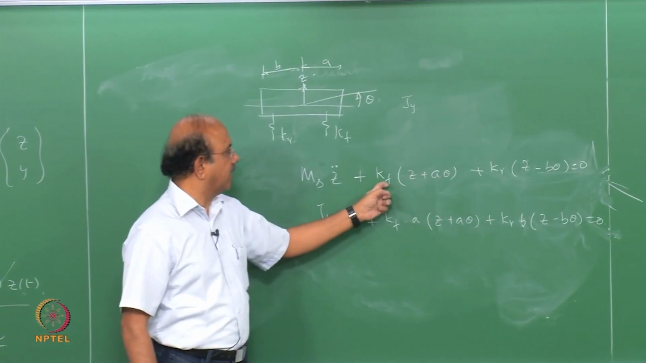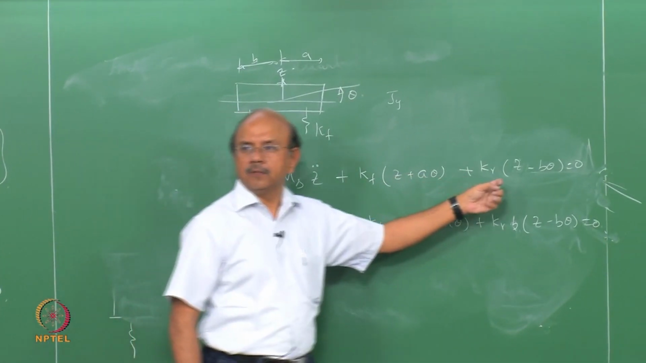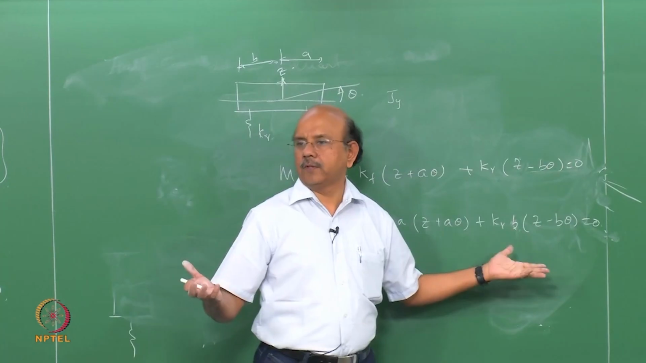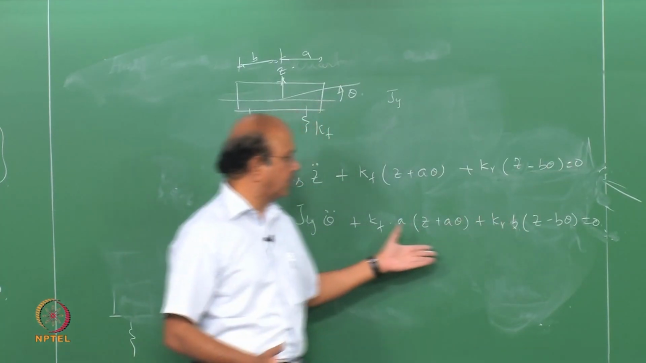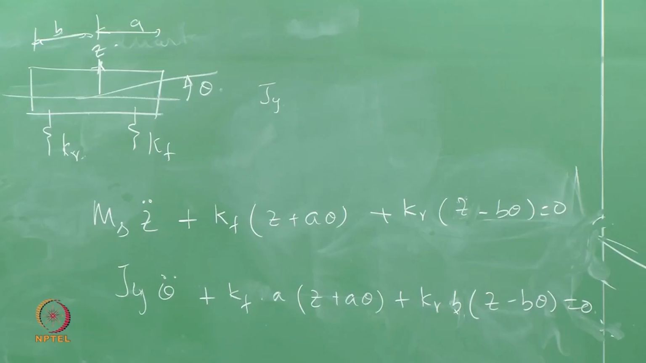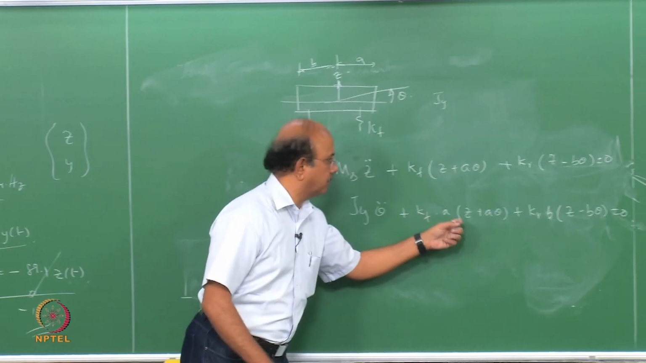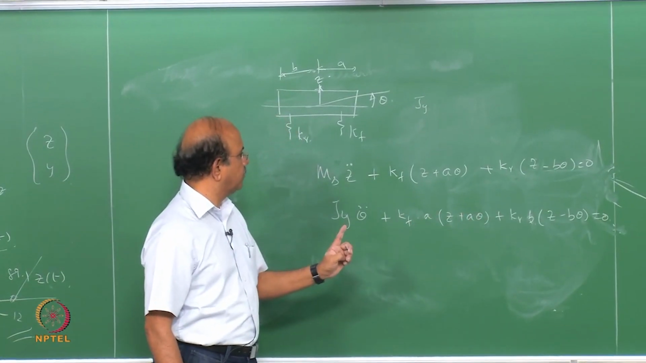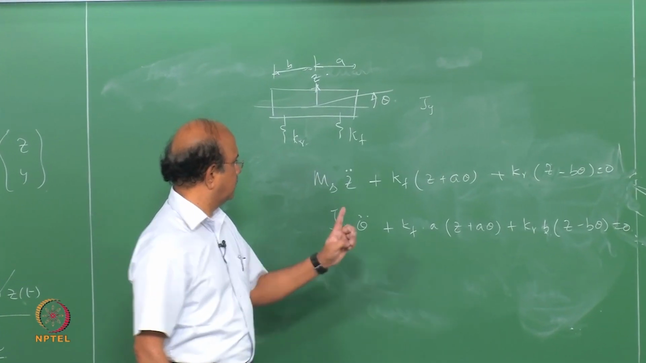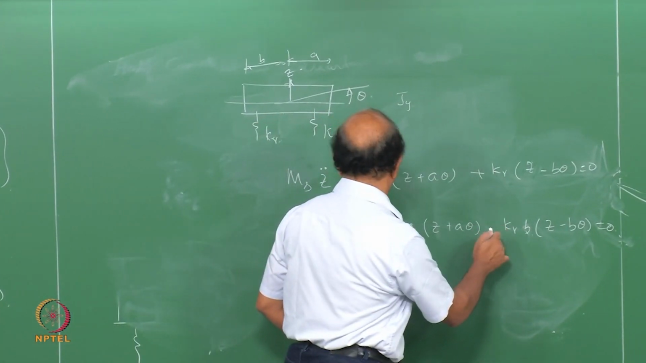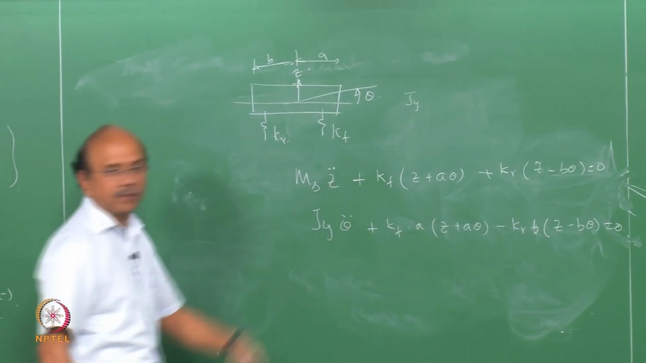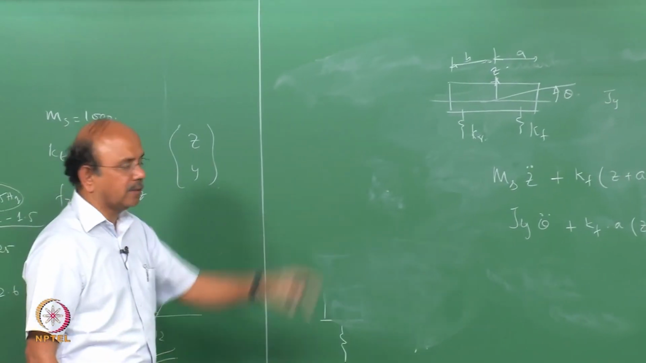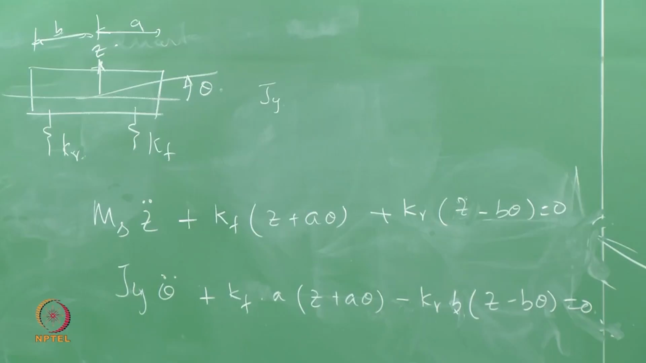So what will be the condition? Kf into A is equal to Kr into B. It becomes an uncoupled equation. That's what you will see everywhere. Here also you will see the same thing. Okay, I think it is minus B, or maybe this is minus. Just check that. We will come to that in a minute. So that both the equations will become uncoupled. Yes, minus Kr.